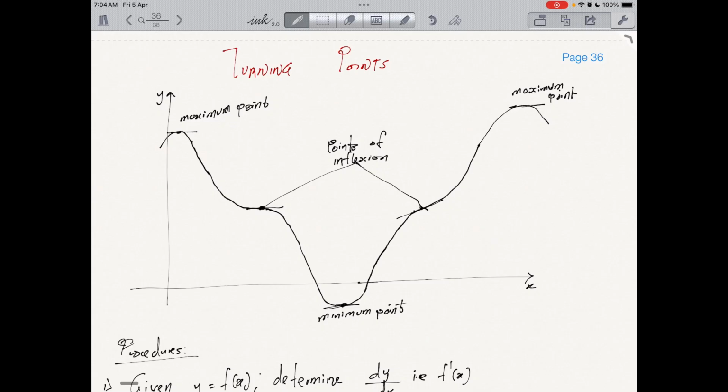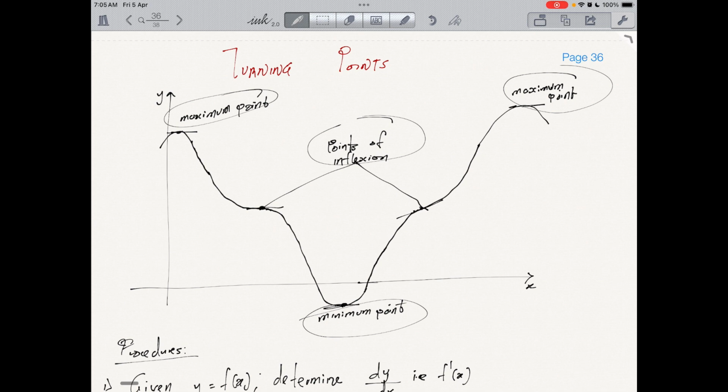In this video, we'll be taking a look at turning points. Now, there are three forms of stationary points. We have the minimum point, as you can see here. We have the maximum point, and we also have the point of reflection.